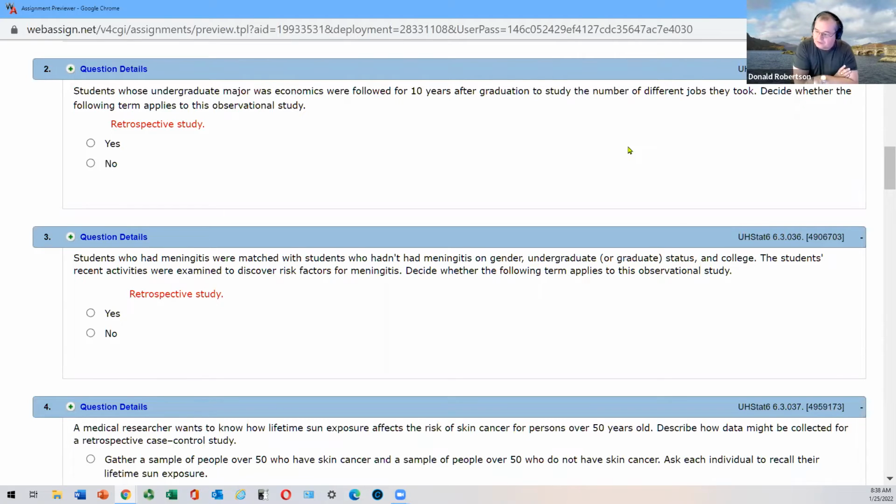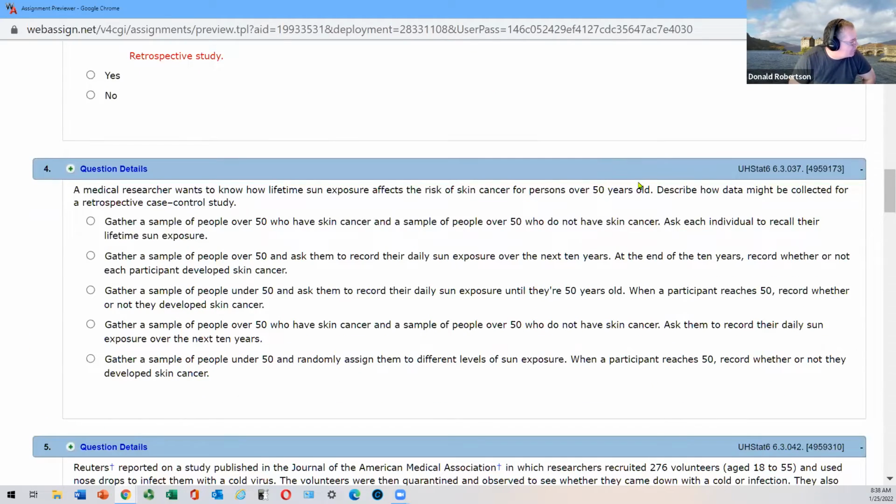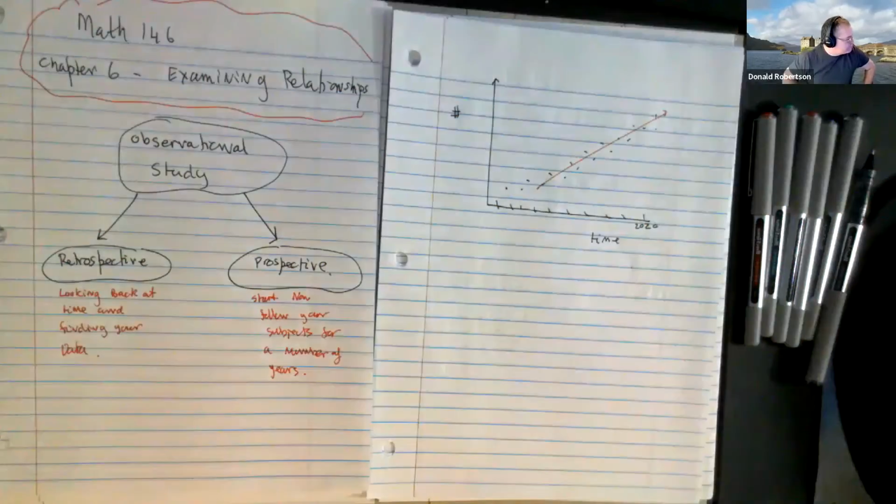Do you see the way that's phrased, time is still to happen, right? They're going to follow them for 10 years. Now, if it had said, we've already followed them for 10 years, right? We went back and found out from the past. That was how I'm reading that one. Right. So let's just stop looking at homework questions and return back to some notes.